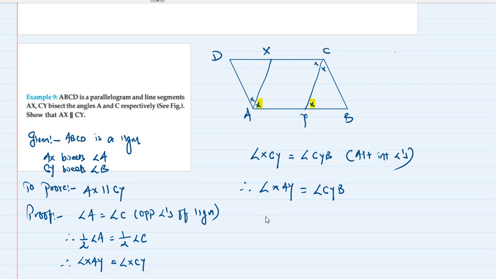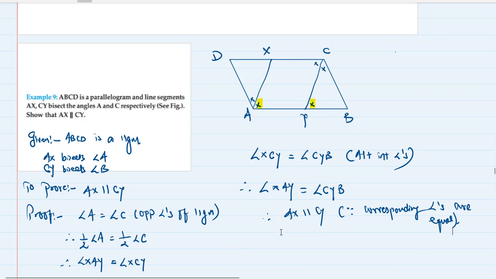And therefore, I can say that AX is parallel to CY since corresponding angles are equal. Corresponding angles are equal. Correct? Corresponding angles are equal. All right, okay. So that is about your parallelogram ABCD. Let's move ahead.